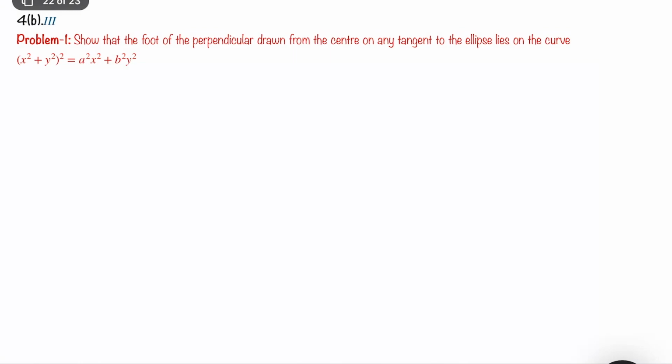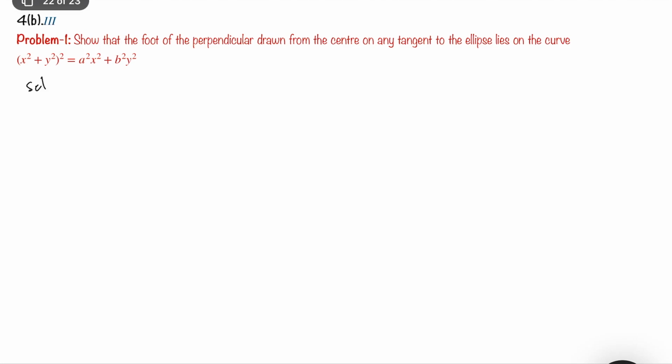Next, problem 1 from section 3 of exercise 4b. Show that the foot of the perpendicular drawn from the center on any tangent to the ellipse lies on the curve (x square plus y square) whole square equals a square x square plus b square y square.